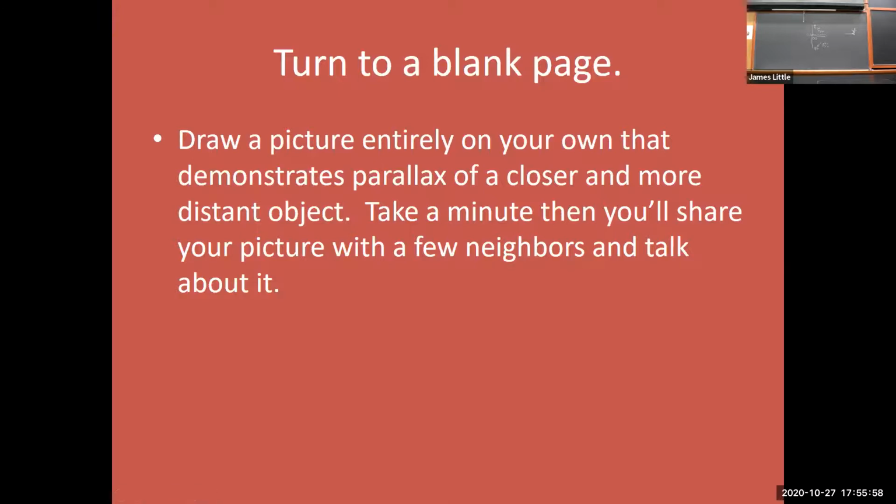So turn to a blank page. I'd like you to, in your notes, draw a picture entirely on your own that demonstrates parallax of a closer and more distant object. So just pause this video, draw that picture. Normally we would be screen sharing and talking to each other, and I would solicit feedback, but since this is a recorded lecture, that's not going to happen.